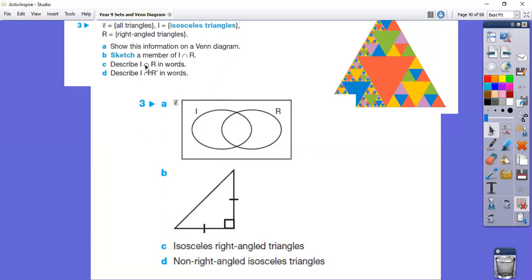Describe I intersect R. So this is an isosceles right angle triangle. And part D would be a non-right angled isosceles triangle. So that's the triangles that are isosceles but not right angled.